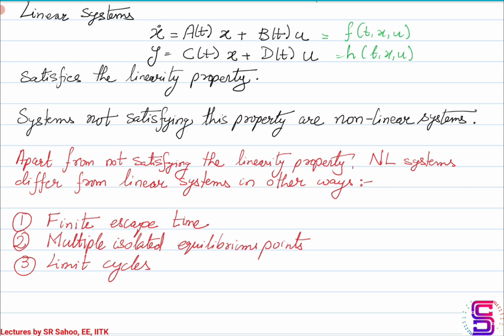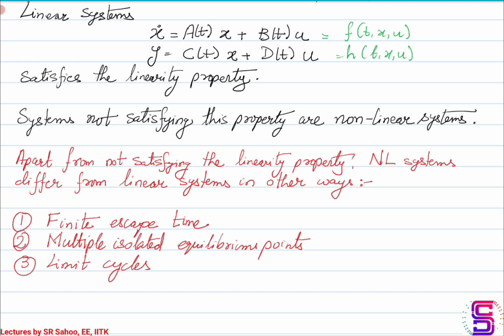One is finite escape time, which means the system can blow up in a finite time. Second is the existence of multiple isolated equilibrium points. So you can have equilibrium points lying here and there in the space, and they may not be a continuous set altogether. And the third is the existence of something known as limit cycles. We'll discuss them in subsequent lectures.